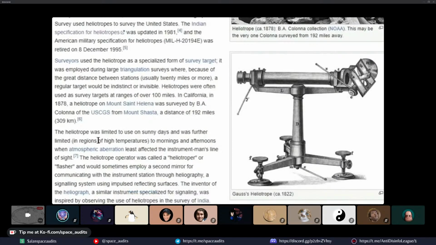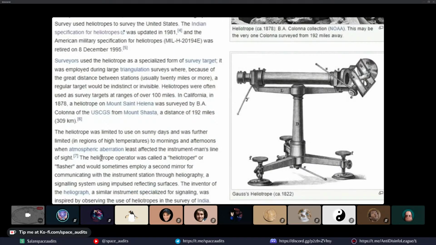Limited to use on sunny days and was further limited in regions of hot temperatures to mornings and afternoons when atmospheric aberration least affected the instruments and lines of sight. Sounds like it's heavily optics induced and would be heavily susceptible to refraction and atmospheric lensing and all sorts of things down at the atmospheric side. So not sure that this is the best tool to denote a 10,000 mile triangle that has a spherical excess of 4 arc seconds. Just saying. Looks like it would be highly susceptible, actually.